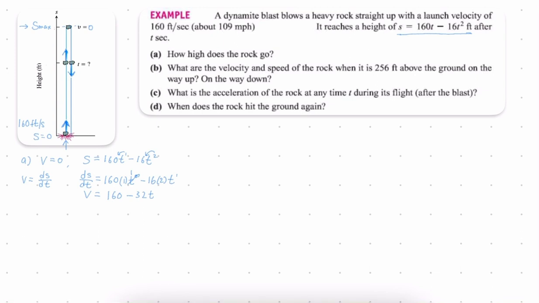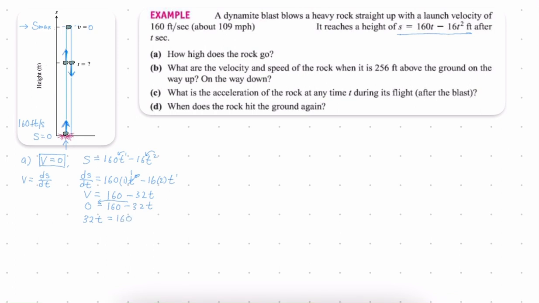And since we have the information that v is equal to 0, now we can just substitute v with 0. Then we come up with 160 minus 32t, and we try to rearrange it. We bring 32t to the left-hand side, and it is equal to 160, right?